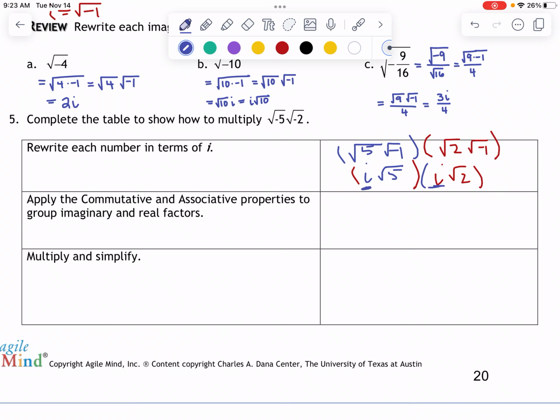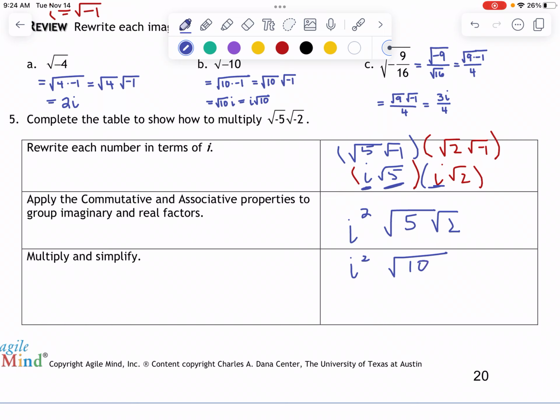So I'm going to have my i times i, which is i squared. And I'm going to take my square root of 5 times my square root of 2. Well, I'm going to have i squared. We'll talk about that in just a second. And I know square root of 5 times 2, I can throw those together in their own square root house to get 10.